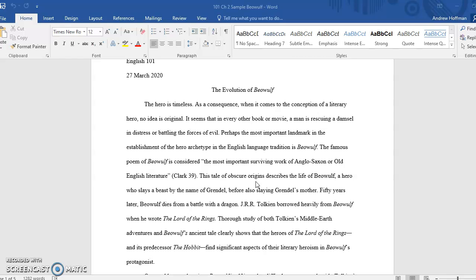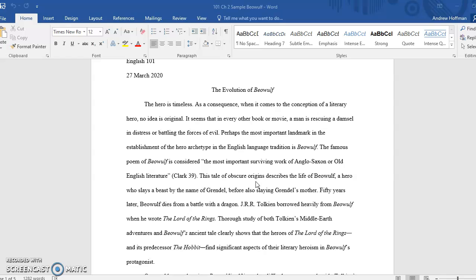The hero is timeless. As a consequence, when it comes to the conception of a literary hero, no idea is original. So that's a bit of a, what shall we say, a kind of surprising statement. No idea is original. Granted, I could probably envision more exciting hooks, but there you go.